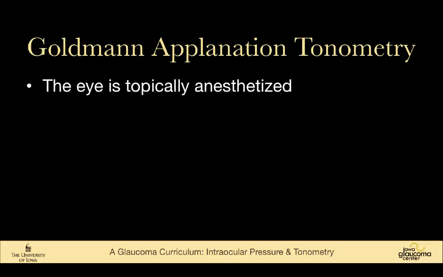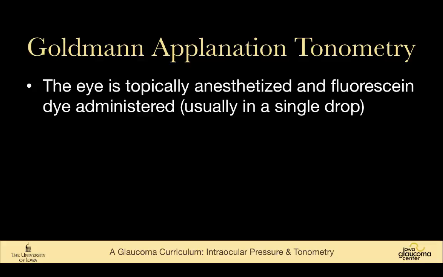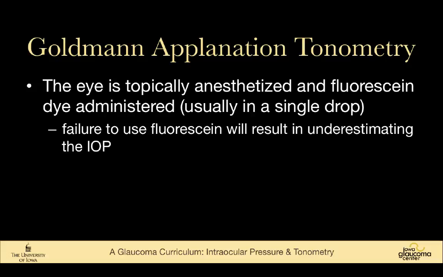So to perform this, the eye is topically anesthetized, and fluorescein dye is administered, usually in a single drop that has both anesthetic and the dye. Failure to use fluorescein will result in underestimating the intraocular pressure. So one can still see Mires, the little half circles, but they will not be wide enough to get an accurate intraocular pressure.